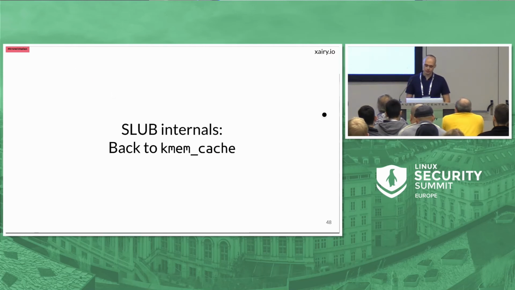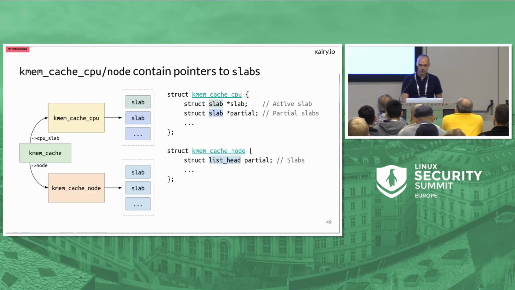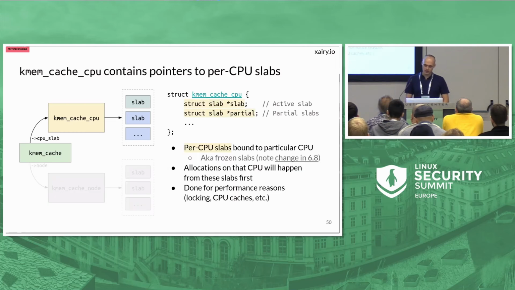All right, let's go back to discussing the kmem_cache structure. This is where we left things off: we have this per CPU state, we have this per node state, and for per CPU state we have multiple slabs, for per node state we have multiple slabs. Let's discuss these slabs one by one. So first, per CPU slabs are the slabs that are bound to a specific CPU. Before 6.8, they also used to be called frozen slabs. This is a particular detail of the implementation, so I'm not going to be calling them frozen slabs. Just know that these are the slabs that are bound to a specific CPU, which means that if a specific CPU is going to start allocating objects from this cache, allocations are going to come from these per CPU slabs first.